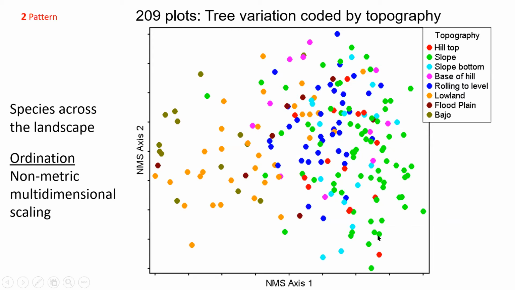So we took each of these plots and, using our topography data, and that was qualitative data, not quantitative, we had categorized them in advance by topography. So green represents plots that are on slopes. Blue represents plots that are rolling to level terrain. And this kind of orangish tan represents lowland plots.